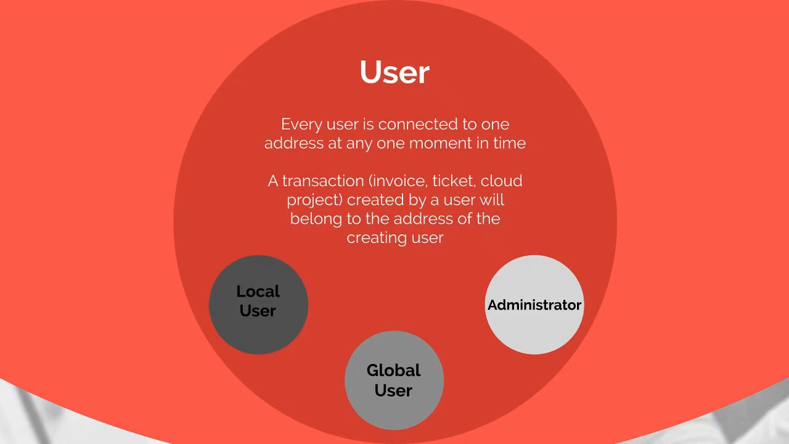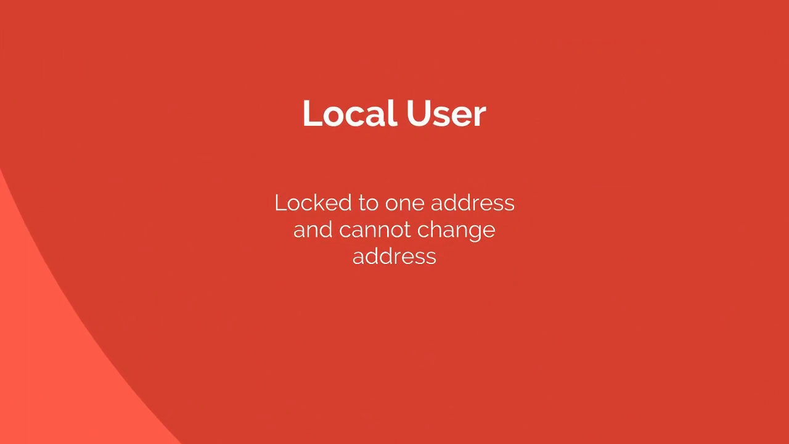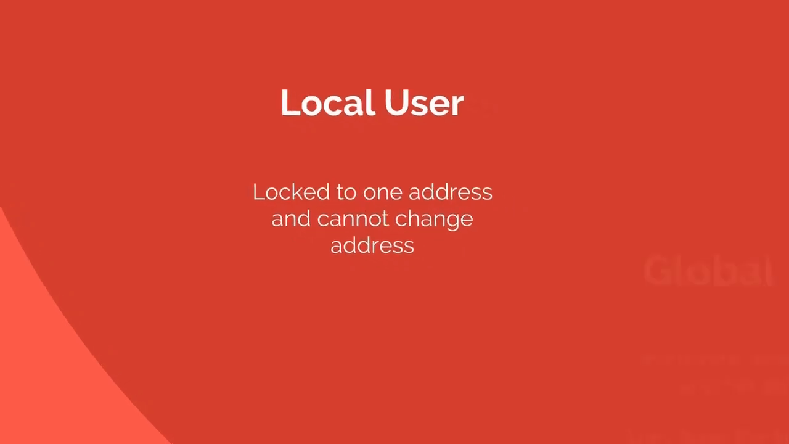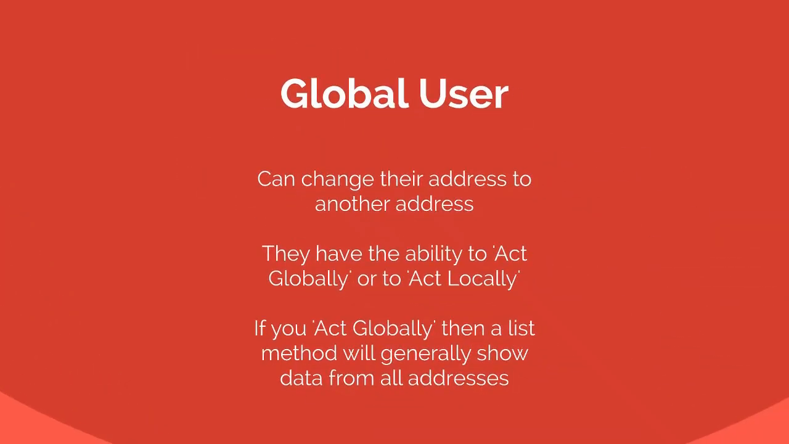Every user is associated with one address at a particular moment in time. A user can be a local user, locked to a single address. They can only see data relating to that single address and perform transactions for the address at which they are located. Other users can be global users. They can change their address to any other address in their member. Users that have global permissions can decide to act globally or act locally. This will determine whether data returned in some queries will be for the entire membership or for just the address they are currently connected to.